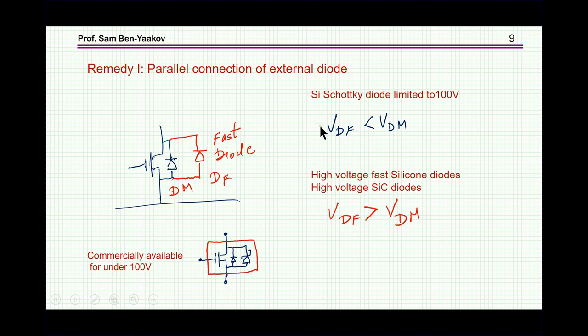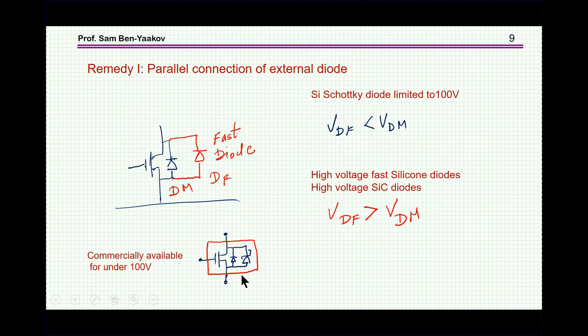Well, a Schottky diode would have a lower drop. However, Schottky diodes are limited to about 100 volts. So for cases where we operate below 100 volts, you can put a Schottky diode in parallel. It's an external diode, but today you can buy an assembly in which the diode is already inside the casing. From outside it looks like a regular MOSFET, but inside there is already a Schottky diode. So this is possible for voltages, say, below 100 volts.